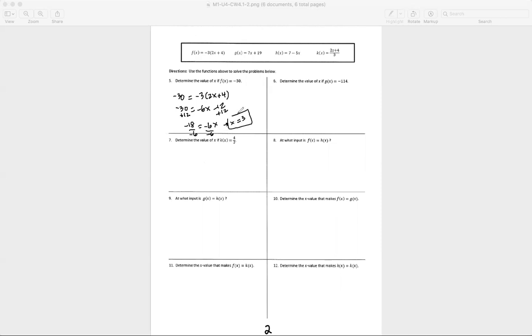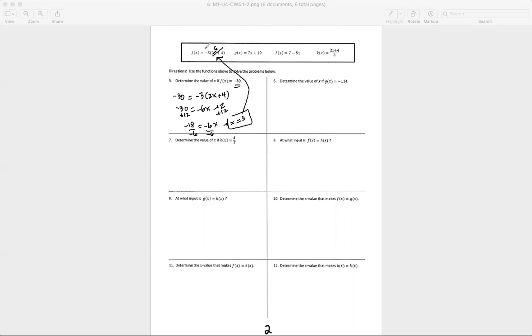Let's say you're not certain of your answer. What can you do? Think about it for a moment. If I take the value of 3 and plug it in here and it gives me negative 30, then you are correct. So if you plug in 3 for x, you get 2 times 3, which is 6. 6 plus 4, remember you're doing PEMDAS, parentheses first. 6 plus 4 is 10.